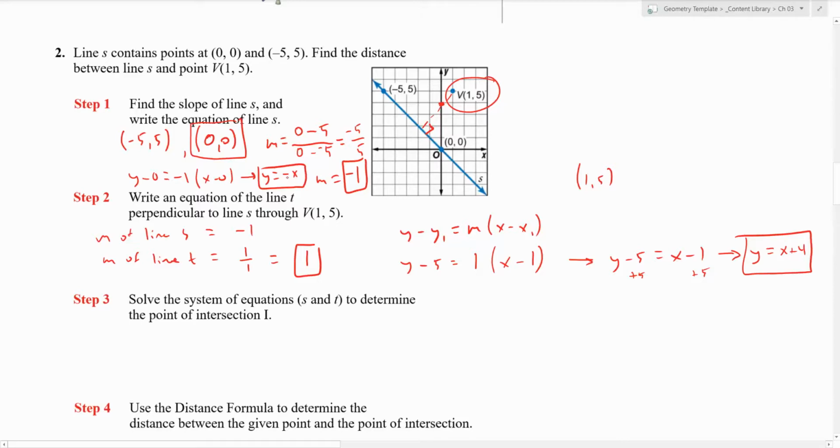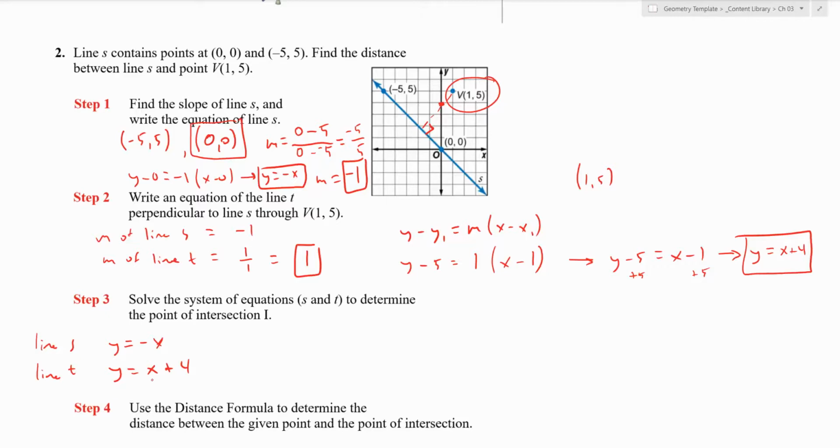I'll just go ahead and write those things over here. So line S is y equals -x. Line T is y equals x plus 4. Their slopes are negative reciprocals of each other, right? The slope of line S is -1. The slope of line T is +1. All right, let's solve this system of equations to see where these lines intersect, okay?